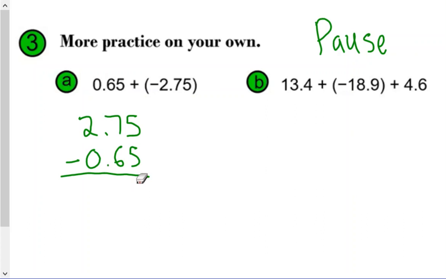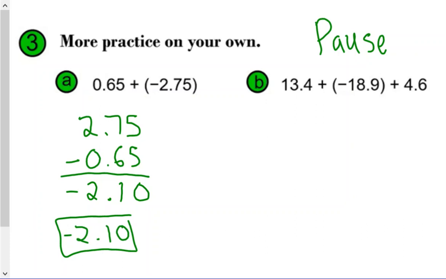5 minus 5 is 0. 7 minus 6 is 1. Bring down our decimal. 2 minus 0 is 2. And the sign of the larger number is that negative in front of that 2 75/100ths. So our answer is going to be negative. Negative 2 10/100ths.